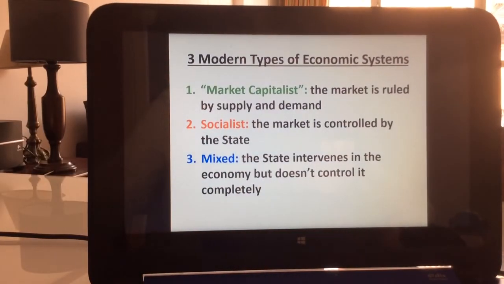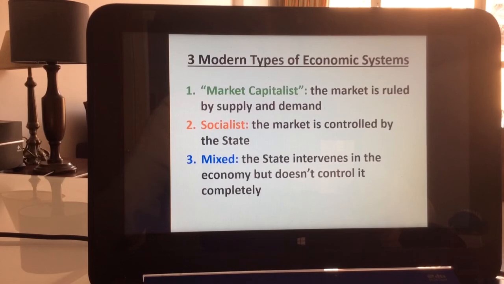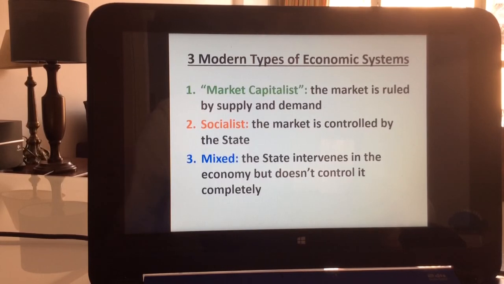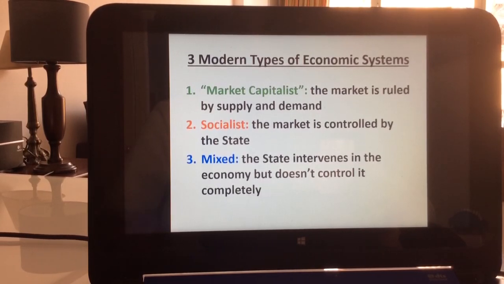Simple. Then you have 3 modern types of economic systems, which we'll talk about in more detail further on. But basically, you've got market capitalists. That's the market using supply and demand. You've got socialists. The market's controlled by the state. And then you've got the mixed economy, where the state intervenes in the economy but does not control it completely. Almost every nation and state in the world today is mixed, okay?